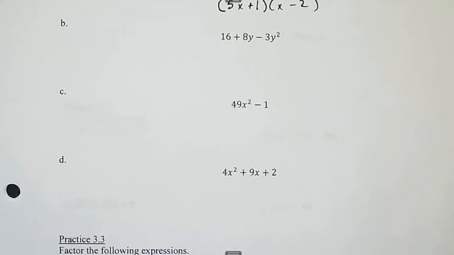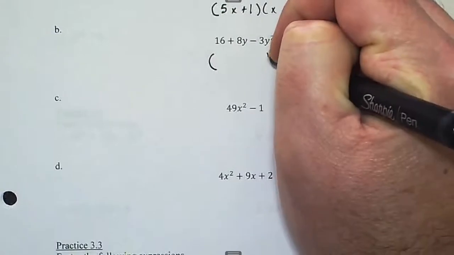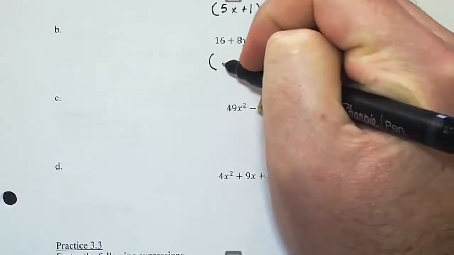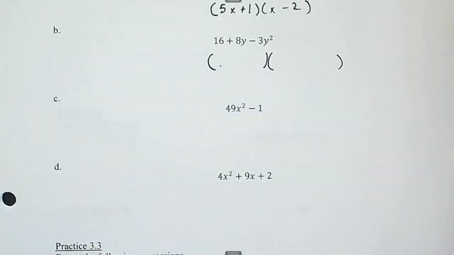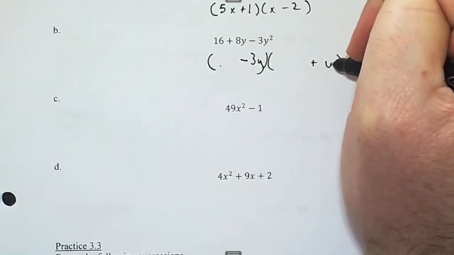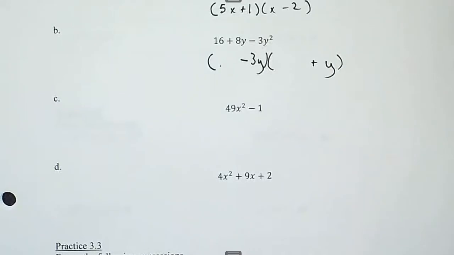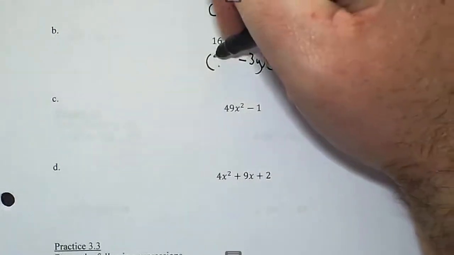All right, let's try letter B. What goes here and here has to multiply to 16, and what goes here and here has to multiply to negative 3y squared. So I'm just going to put negative 3y and positive y. No, the y squared doesn't have to be at the front. We can certainly rewrite it if we wanted to. Maybe it'd make it easier. I'm not sure. So I'm going to put factors that multiply to 16. So I'm going to try 4 and 4.